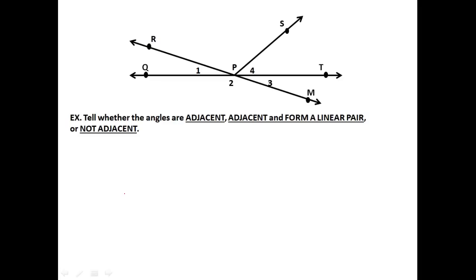Alright, so what we're going to do now is jump right into an example. You will tell whether the angles are adjacent, or if they are adjacent and they form a linear pair, or if they are not adjacent. So let's look at the first one. Let's look at angles 3 and 2. Here's angle 3, and here's angle 2. Look at that. First of all, they're side by side, so they are adjacent. And they form a line, so they are also a linear pair. So they are adjacent and form a linear pair.